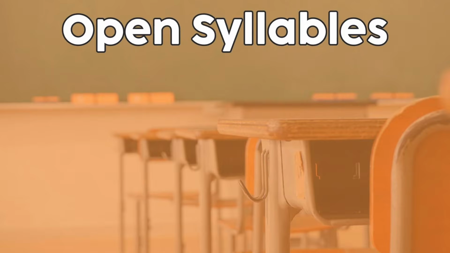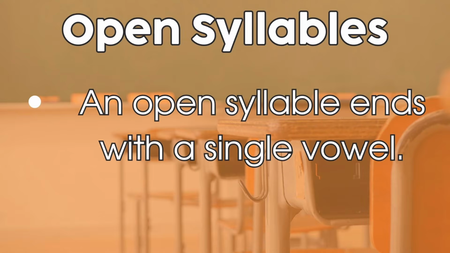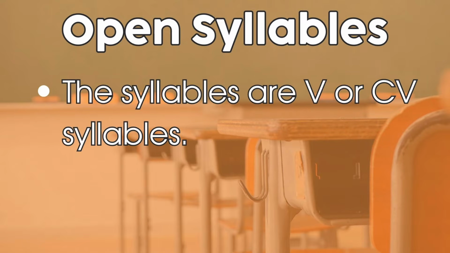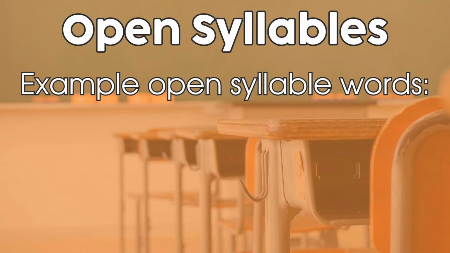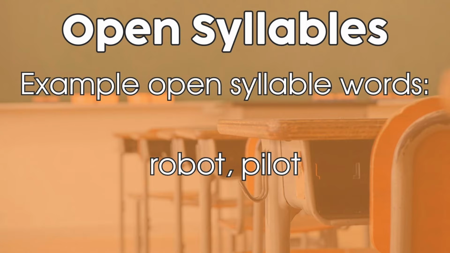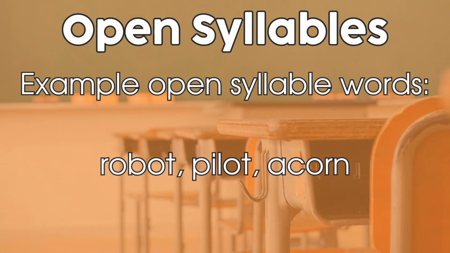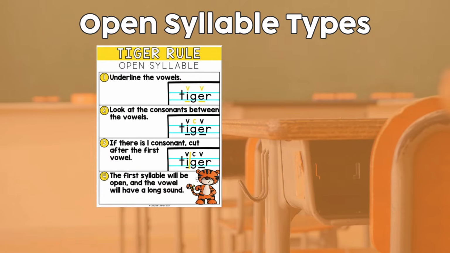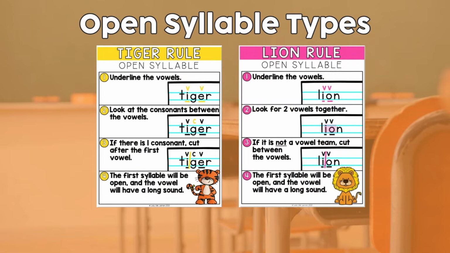Actress. It's time to switch gears to open syllables. An open syllable ends with a single vowel. The vowels are usually long. The syllables are called V or CV syllables. Here are some examples of open syllable words: robot, pilot, and acorn. Our types of open syllables are the Tiger Rule and the Lion Rule.